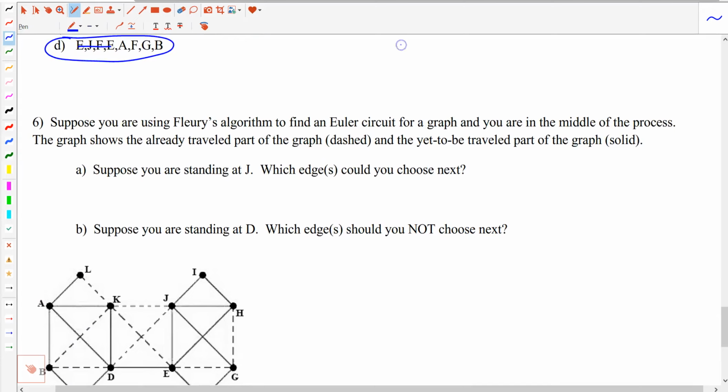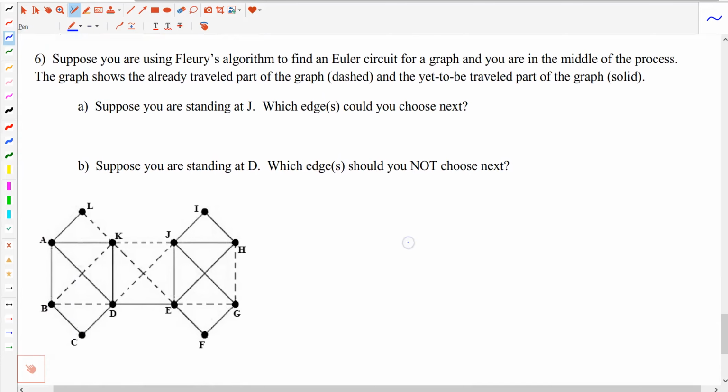Now in our next example, it says suppose that you are using Fleury's algorithm to find an Euler circuit for a graph, and you are in the middle of the process. So it's kind of like the one we just looked at. The graph shows the already traveled part of the graph, which is dashed, and the yet to be traveled part of the graph, which is solid. For part A, suppose you're standing at vertex J, so you'll be right here. Which edges could you choose next? For Fleury's algorithm, you can choose any edge as long as it's not a bridge, unless a bridge is the only choice that you have.